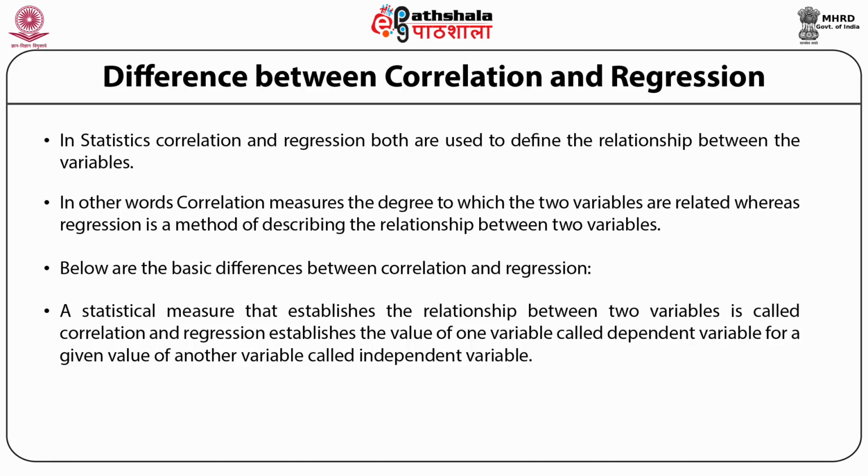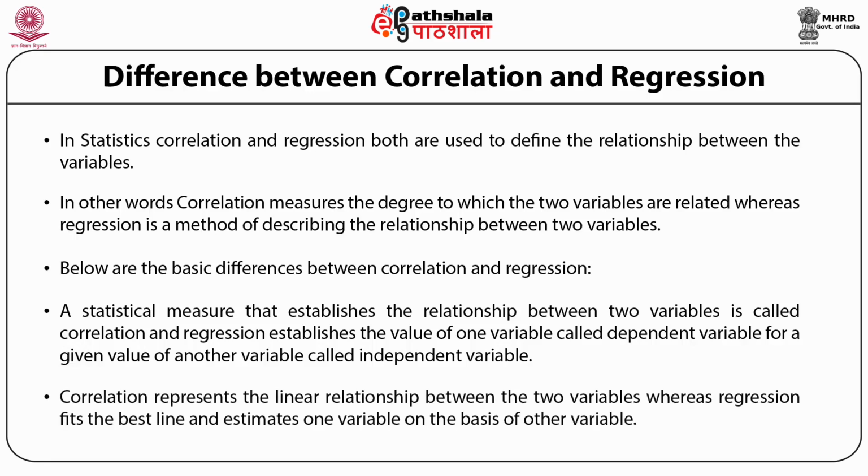What we are trying to say in this point is that when we are trying to establish the relationship between two variables under the correlation, we do not know which variable is dependent on what. But under the regression analysis, we are clear about what our dependent variable is and what our independent variable is. The second difference says that correlation represents the linear relationship between the two variables, whereas regression fits the best line and estimates one variable on the basis of the other variable.